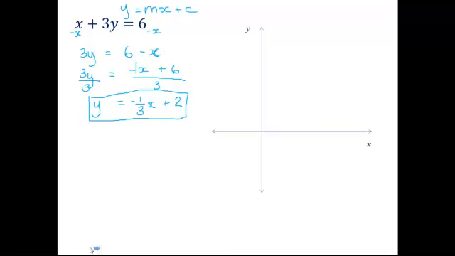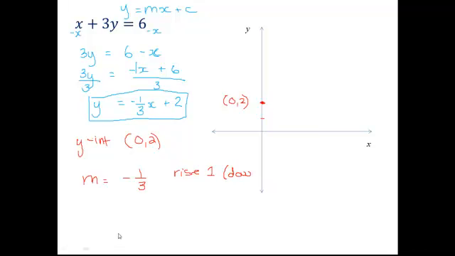So first thing I need is the y-intercept. So in this case, the y-intercept is 2, so it's at the point 0, 2. So if I go there 0, 1, 2. And my gradient is -1/3. So that means I have a rise of 1, but because it's negative, I'm going down. And I have a run of 3. And again, always going to the right.